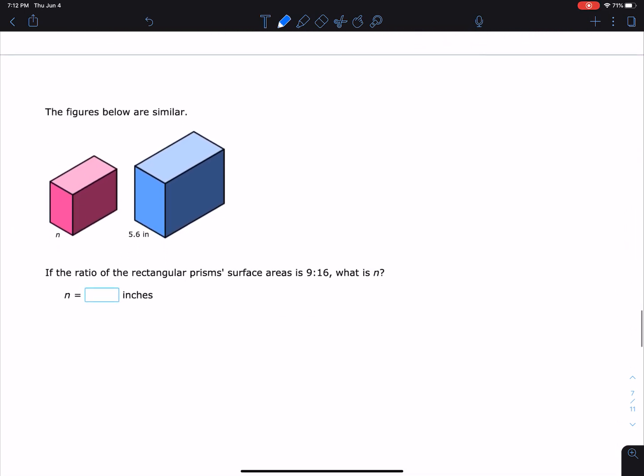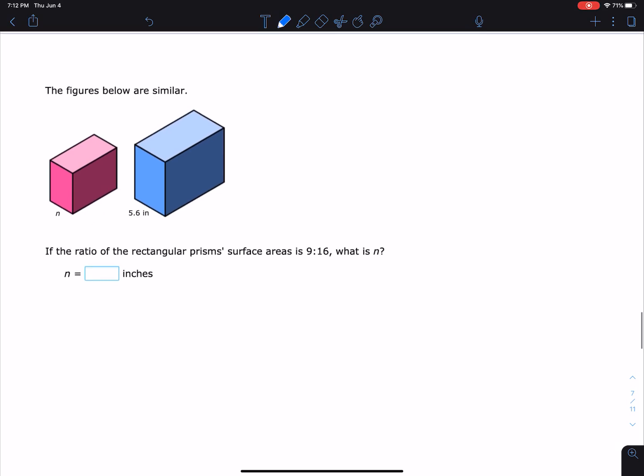Okay, guys, why don't you try this on your own? Push play when you're ready. Okay, so here they gave me side lengths, and now we have decimals. We always have to do some decimals here. If the ratio of the rectangular prism's surface area is 9 to 16, so I'm going to say area is 9 and area is 16. Okay, so guys, check this out.